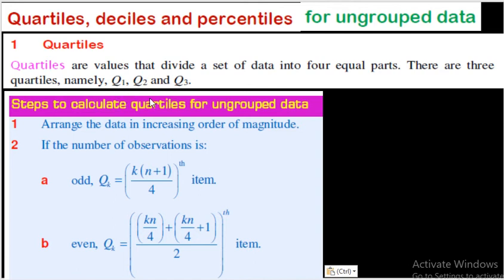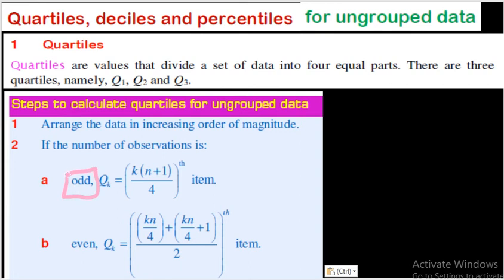Obviously, quartiles, deciles and percentiles are telling us position. These are measures of position. So the steps to find quartiles: first one, arrange the data in increasing order from lowest to largest, and then the second step will be the formula. But the formula depends on the number of data.